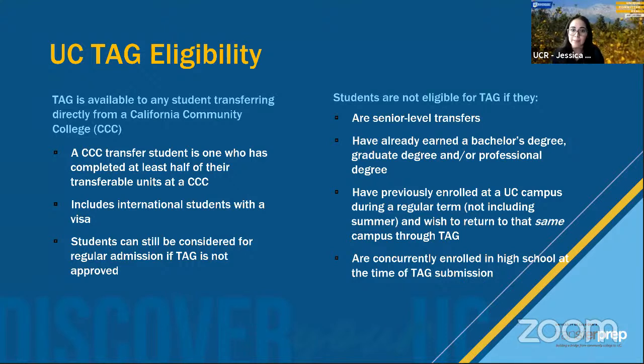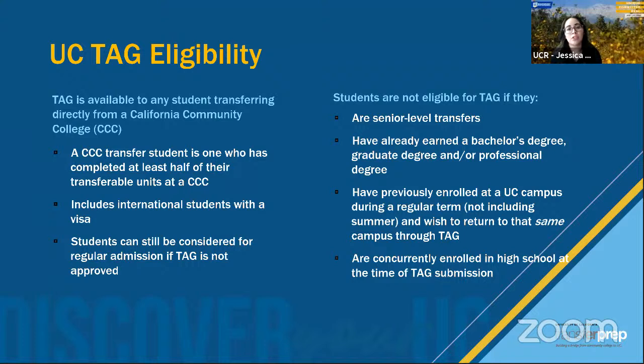So who can't submit a TAG? So senior level transfers are not able to submit a TAG. Now, if you've only attended a California community college, you are not a senior level transfer because California community college units are all considered lower division units. So even if you have 100, 200 units at a CCC, you will not be senior level standing. Senior level standing means that you've gone to a 4-year institution and you've completed upper division coursework.